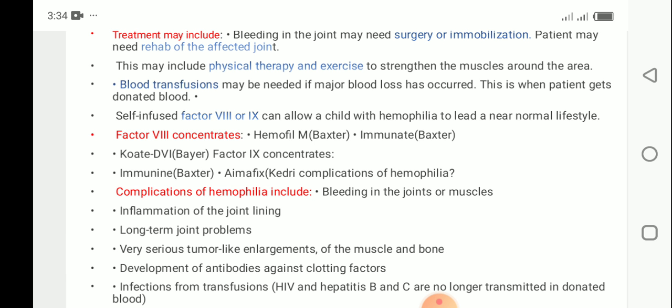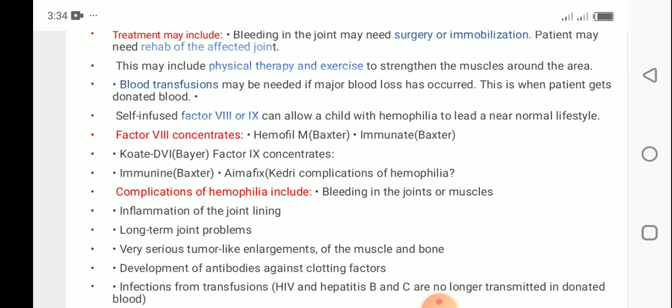And here, if the bleeding is in the joint, usually surgery and immobilization are done, and rehabilitation of the affected joint, and this may include physiotherapy and exercises to strengthen the muscles around the area. Blood transfusions are given if the patient has low HB or the RBC count is low. This is when the patient usually needs blood.